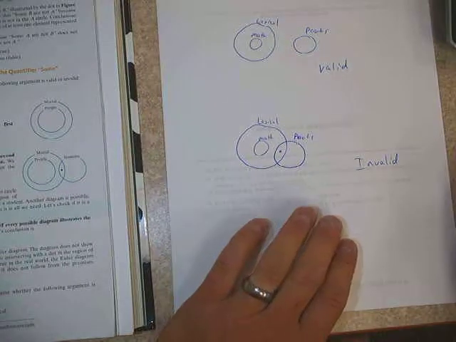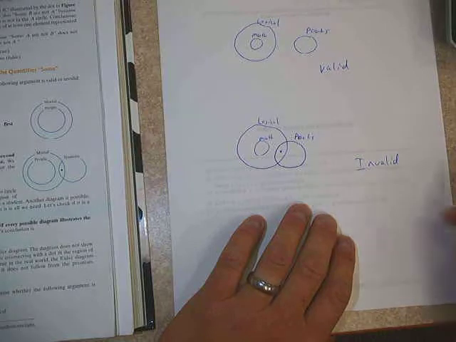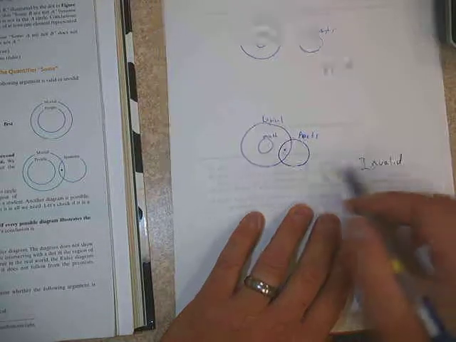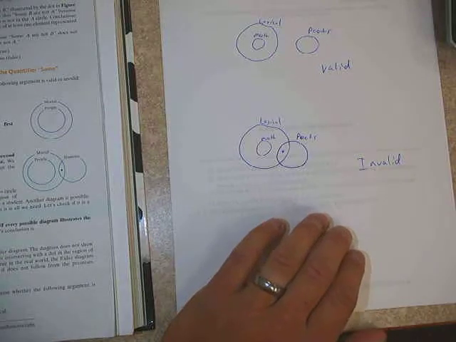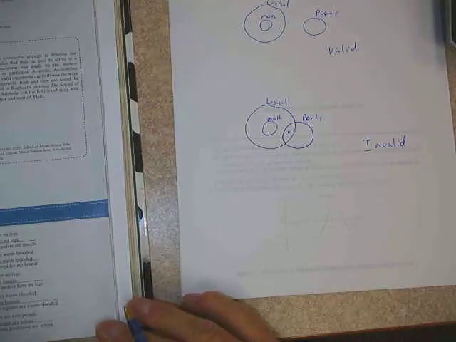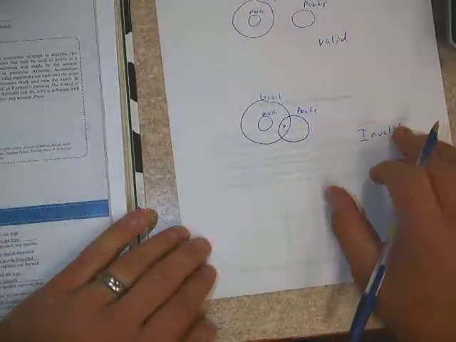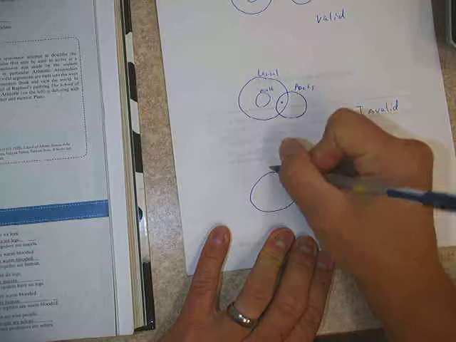It's invalid. Because again, does this diagram show that some poets are mathematicians? No. In fact, it shows some poets are logical, but is there necessarily an overlap between poets and mathematicians here? No. So again, it's easier to show it's invalid than valid. If you can draw your diagram to make both the first two parts true and the second part false, then you can go with invalid.